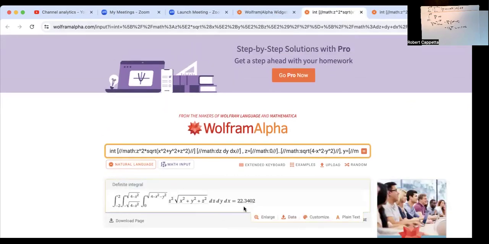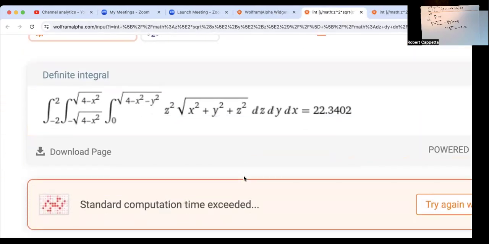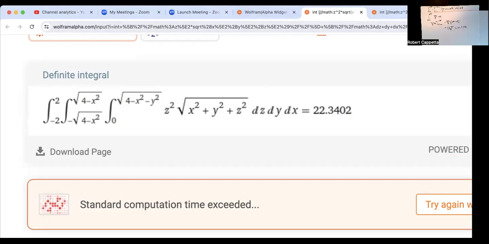And you'll notice we get 22.3402, but you'll also notice that Wolfram Alpha was unable to give us an exact number in the standard computation time because it's using brute force rather than trying to use spherical coordinates to solve the problem.